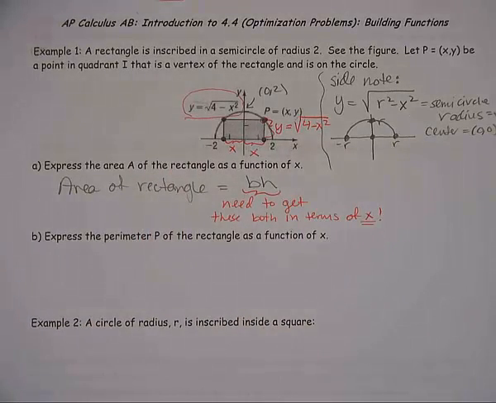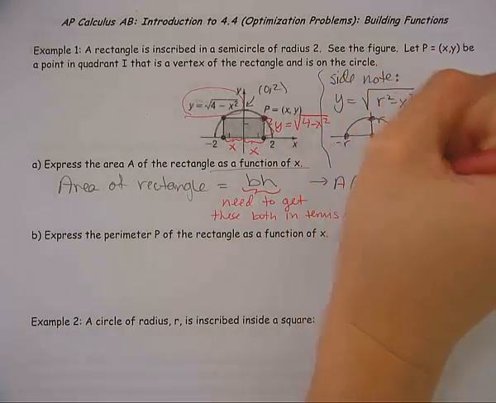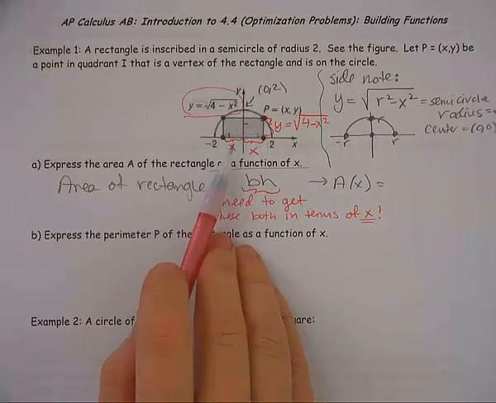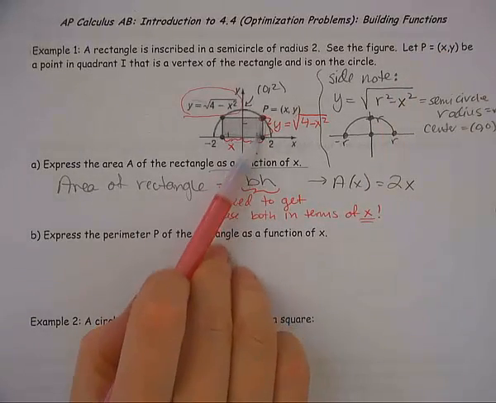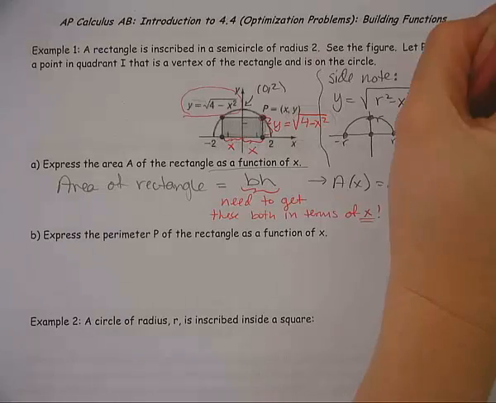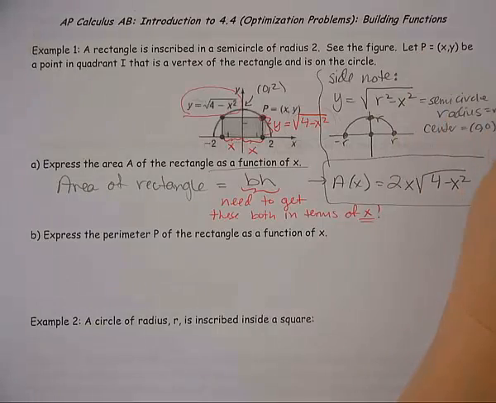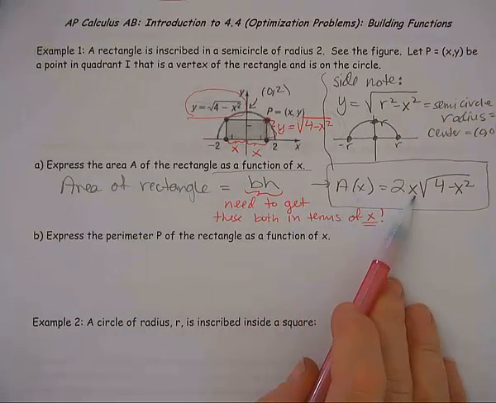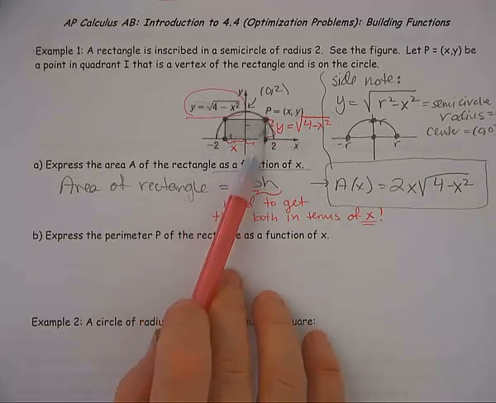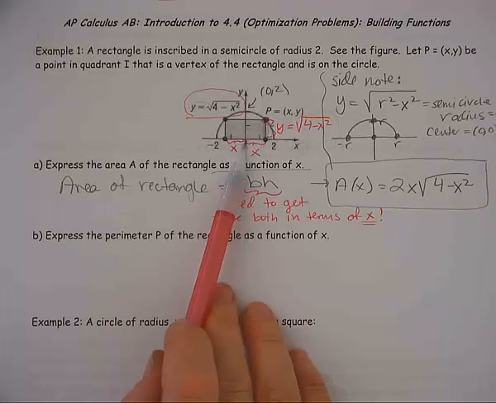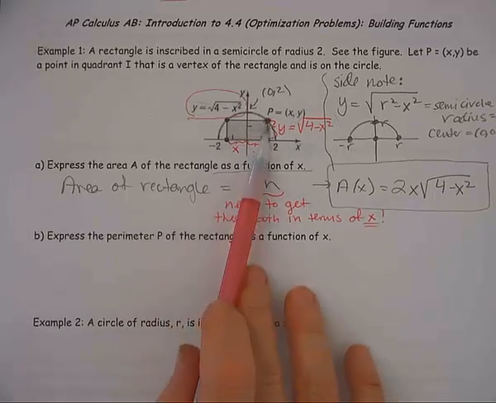So then, if you want to get the area as a function of x, you would just take the length of the base, which ended up being 2 of those x values, times the length of the height, which ended up being that expression right there, square root of 4 minus x squared. And that is the equation for area as a function of x. So in other words, if you wanted to figure out the area of this rectangle, you could figure out this length x, plug that value into this equation, and that would give you the area of the rectangle.